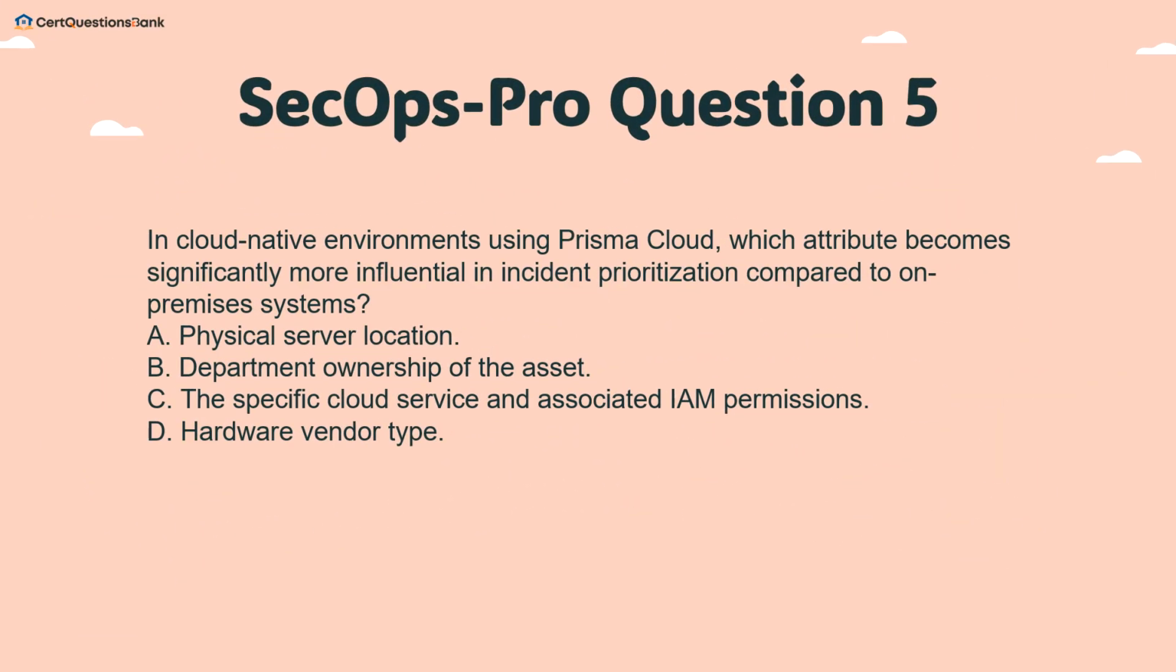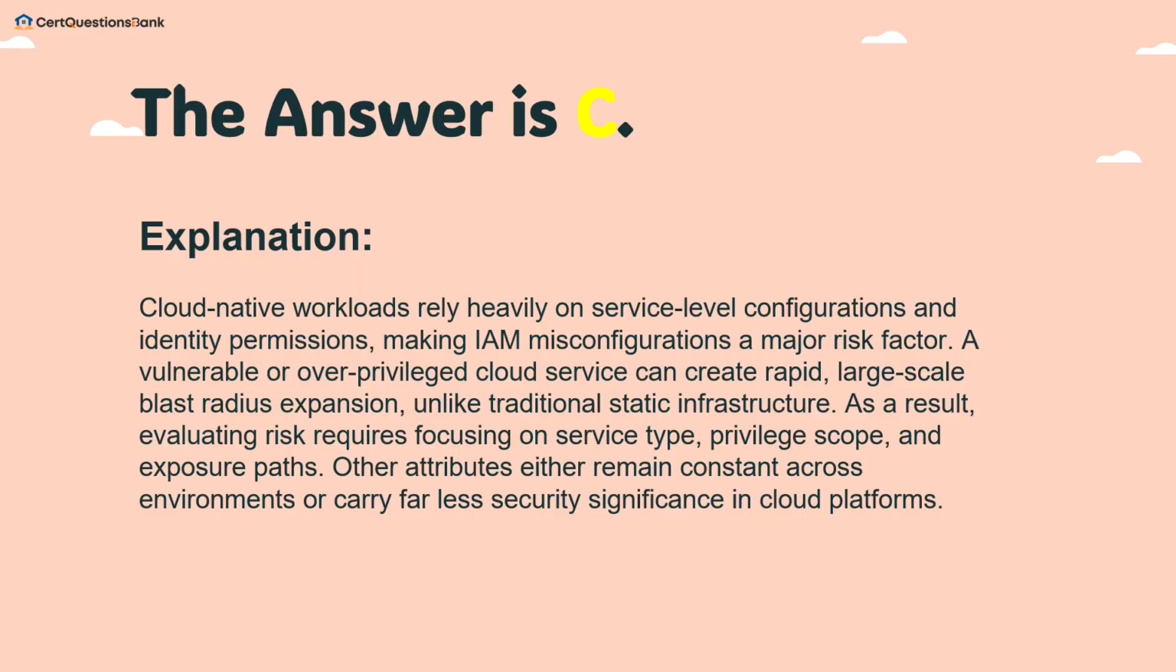In cloud-native environments using Prisma Cloud, which attribute becomes significantly more influential in incident prioritization compared to on-premises systems? A. Physical server location. B. Department ownership of the asset. C. The specific cloud service and associated IAM permissions. D. Hardware vendor type. The answer is C.